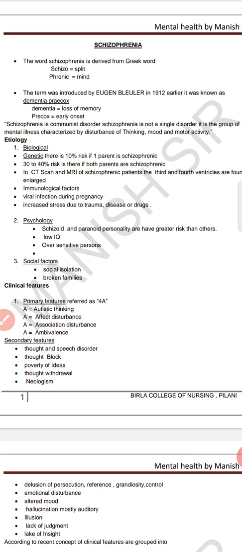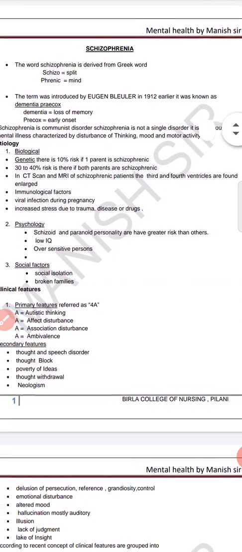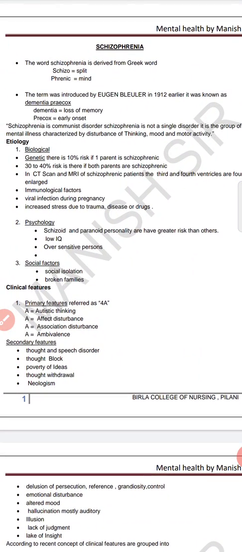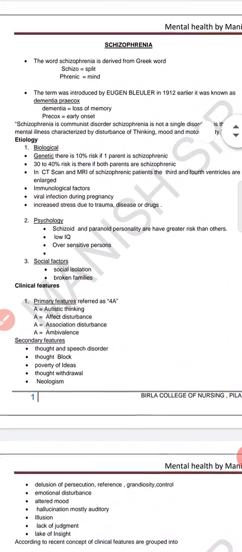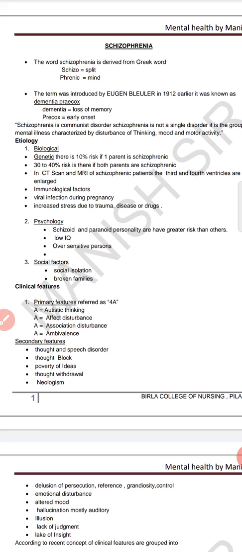Next are the secondary features, which may include thought and speech disorder, thought block, poverty of ideas, thought withdrawal, and neologism. Neologism means formation of new words. Then delusion of persecution, reference, grandiosity and control, emotional disturbance, altered mood, hallucination, mostly auditory, illusion, lack of judgment, and lack of insight.